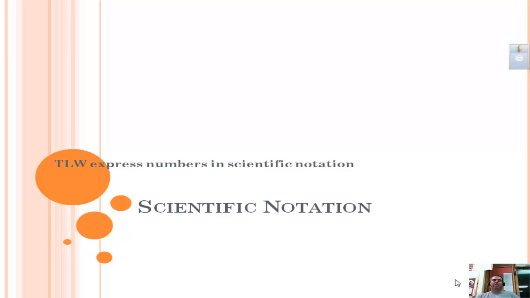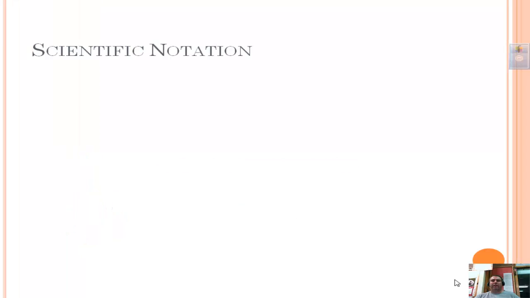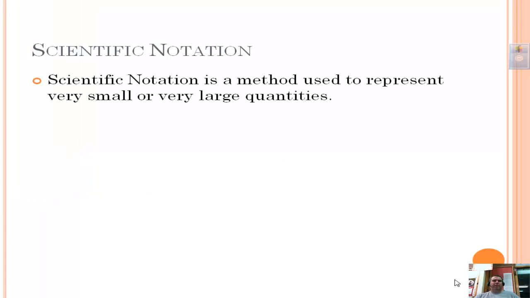Alright, today we're going to start talking about scientific notation. And what we're going to do is review some of the things associated with scientific notation. So we're going to talk about expressing numbers, but not only expressing numbers, we're going to do some mathematical operations in scientific notation. Scientific notation is a method that's used to represent very large or very small quantities.